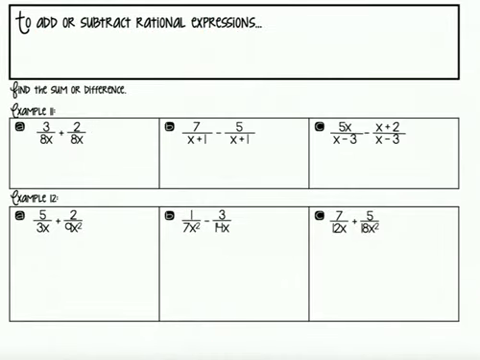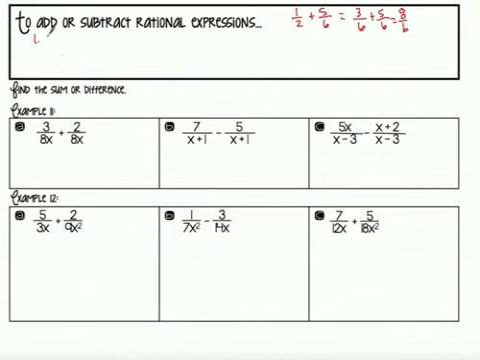So now we're going to move on into adding or subtracting rational expressions. So to add or subtract rational expressions, it's just like adding and subtracting fractions. So if I had 1 over 2 plus 5 over 6, I would want my common denominators. So I would need to change this 1 over 2 into 3 over 6 so that I could add those two things together.